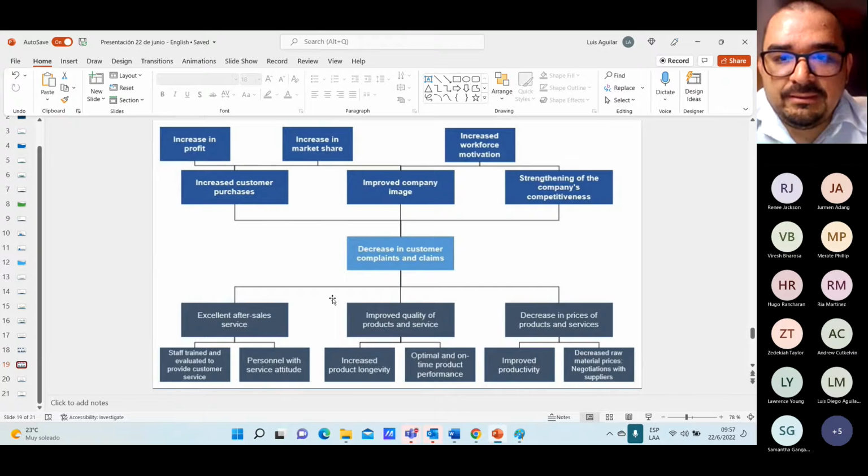Some comments about this transformation of the problem 3 into the objective 3 in the case of Colusa.